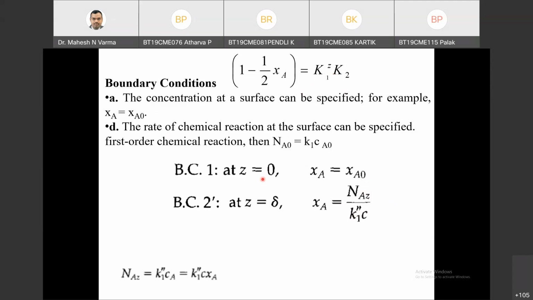Substituting this boundary condition at Z equals 0, if you put Z equals 0, XA equals XA0. So K2 will be equal to 1 minus half XA0. Now at Z equals delta, K1 into K2, and accordingly you can get K1. Substitute this delta; two equations are there.